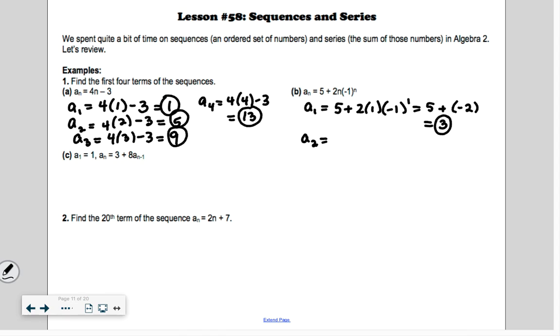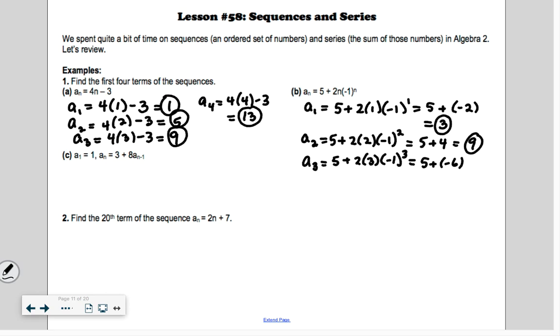Then we find a subscript 2. So we have 5 plus 2 times 2 times negative 1 to the 2. So I have negative 1 squared is 1, times 2 is 4. So I have 5 plus 4, which is 9. A3 is 5 plus 2 times 3 times negative 1 cubed. So the negative 1 cubed is negative 1. Times 2 times 3 is going to be 6 times negative 1 is negative 6. So I get 5 plus a negative 6, which is negative 1.